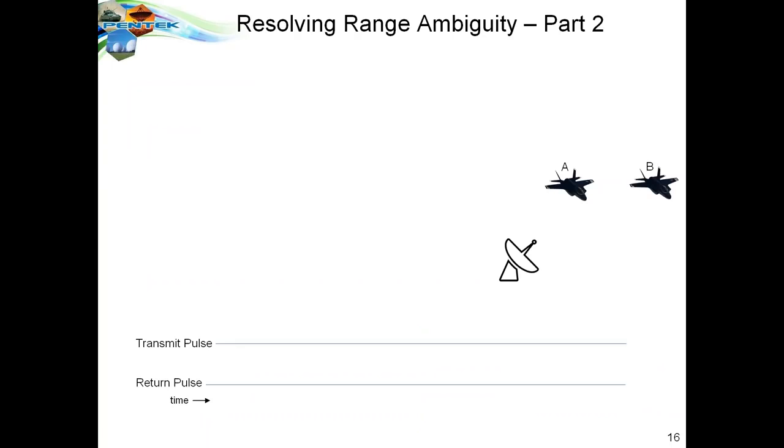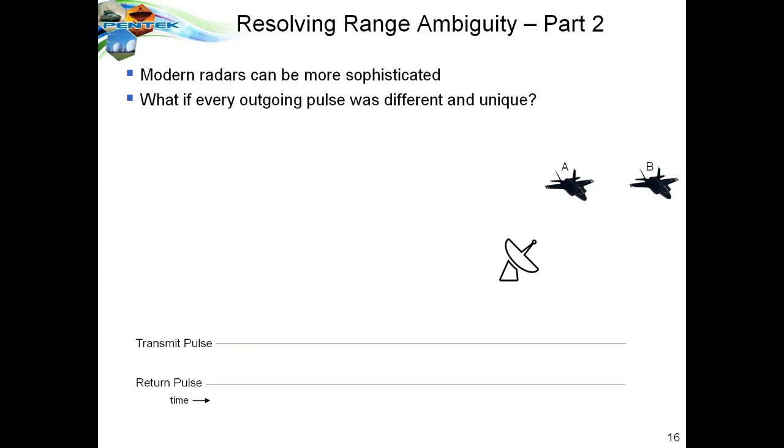Let's look at another more advanced way to resolve range ambiguity, taking advantage of some of the modern signal processing that we have in DSP methods for radars. What if every outgoing pulse was different and unique? So we have P1 going out, we have two reflected signals coming back as A1 and B1. But what if the second pulse was completely different in character, a different chirp pattern from the first pulse? Its reflected return patterns would also be unique and different from the first return pulse.